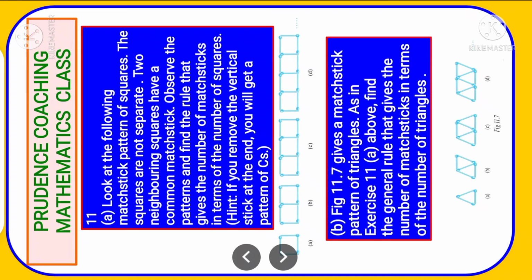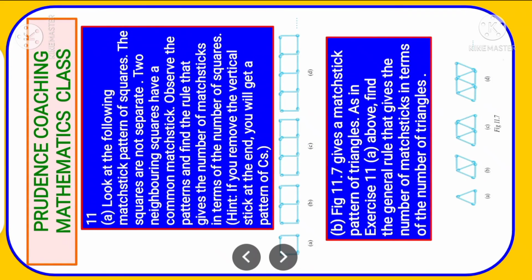Let's read the question first. Look at the following matchsticks pattern of squares. So we are asked to see this particular pattern where the matchsticks are joined together to form squares. 2 neighboring squares have a common matchstick. For example, in this particular pattern you will find that we have 2 neighboring, means side by side, squares. So one matchstick is common. So this matchstick is common. Observe the pattern and find the rule that gives the number of matchsticks in terms of the number of squares.